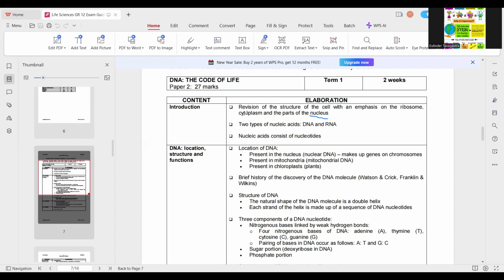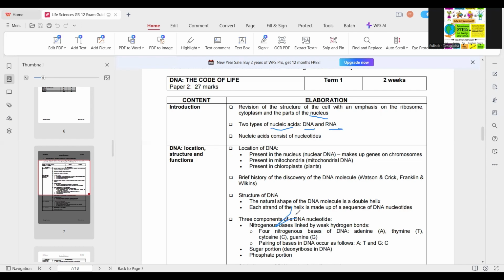So you need to know about the cytoplasm, and then ribosome and nucleus. Then you need to identify the two types of the nucleic acid. So basically we have DNA and RNA. So this is what you're going to focus on.